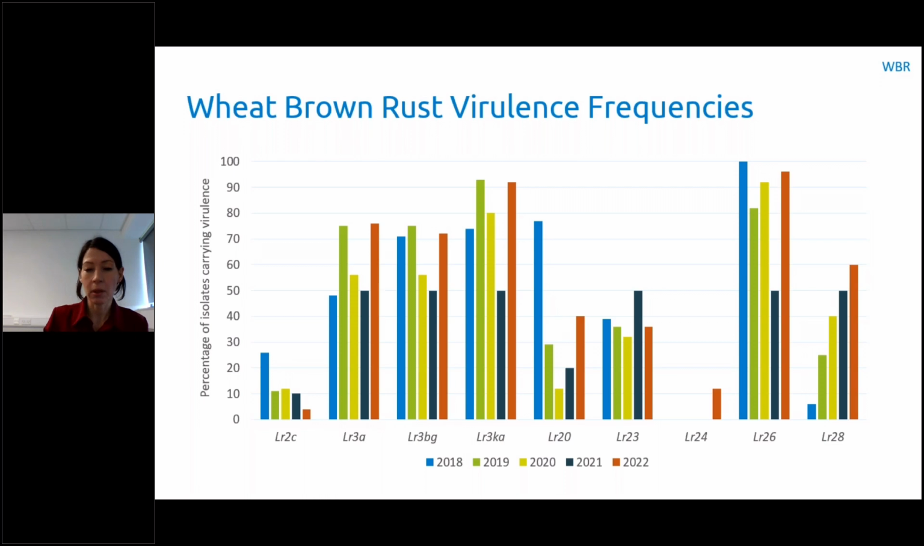I have picked out some of them here, which I thought were more interesting. So we have virulence for LR2C. That one has continued its decline. It peaked in 2018, but it's been seen at quite low levels since then. We have virulence for LR24. So that's our new thing with brown rust for 2022 isolates. We saw virulence for LR24 in 12% of our isolates. And virulence for LR28 has continued to increase.